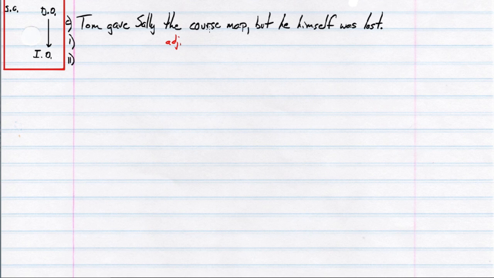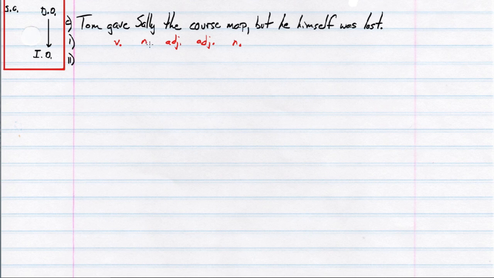The what? The course. No, the map. There we go. There's my noun, which means course map. Oh, tricky adjective right here. All right. So he, that sounds like a pronoun. Himself. What the heck was that? Was lost, but he himself. Let's leave that. Gave, that looks like a verb, and it looks like an action verb.